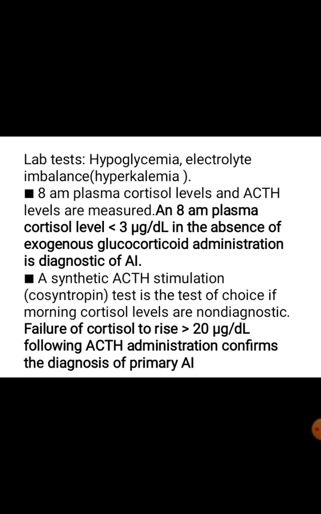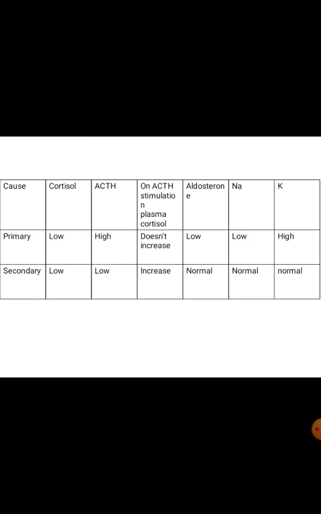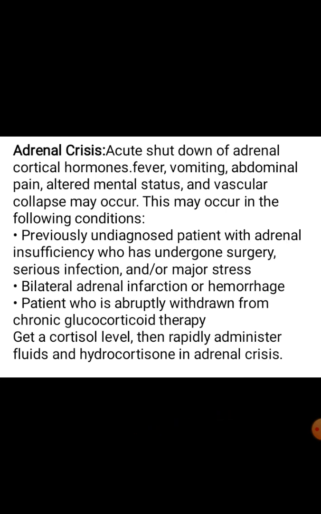Failure of cortisol to rise greater than 20 microgram per deciliter following ACTH administration confirms the diagnosis of primary adrenal insufficiency. This table shows the basic differences between primary and secondary adrenal insufficiency, but the main thing to focus on here is that in primary adrenal insufficiency, aldosterone is low with low sodium and high potassium, and in secondary adrenal insufficiency, aldosterone is normal with normal sodium and potassium.